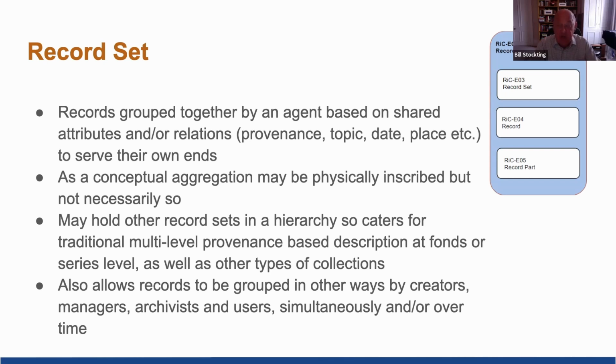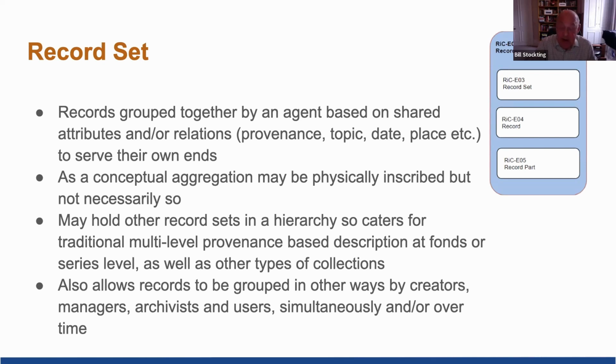The model then allows traditional multi-level description at fonds or indeed at series level. It also, though, allows records to be seen within other groups. Many of us have collections of material that were brought together by us based on criteria such as record type, topic, or place, rather than on provenance, for example. RiC-CM allows such collections to be described as such.